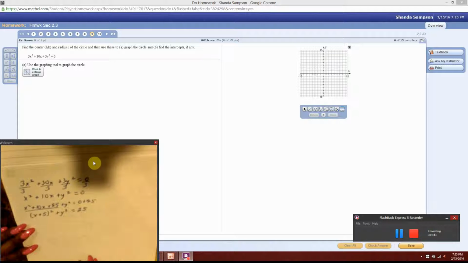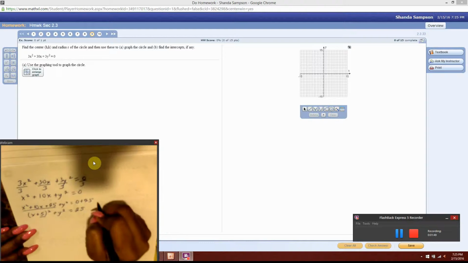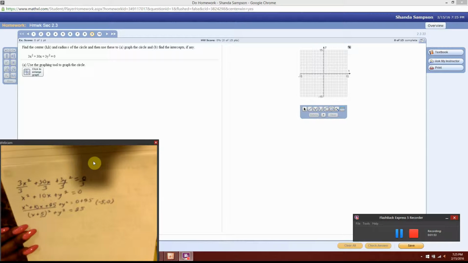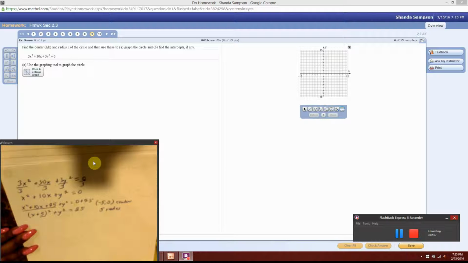So from there, we do have our center here. Remember, that was usually minus in the original equation, so your center is negative 5 comma 0. That's going to be your center. All right. And your radius is 5, because that was 5 squared. All right. So we're going to go ahead and graph it.